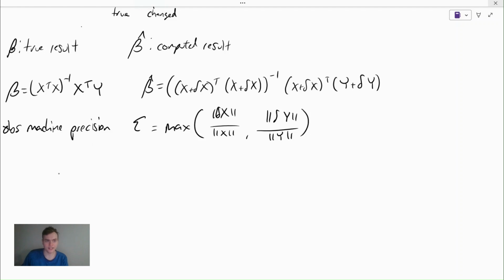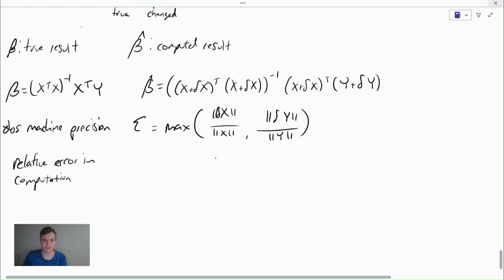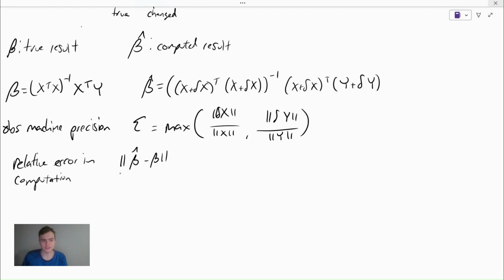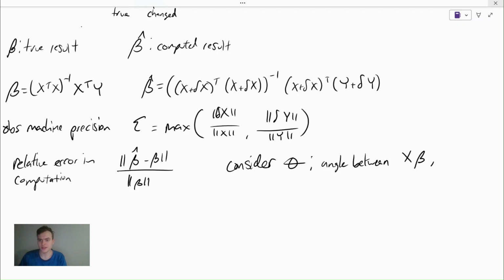So what we want to find is the relative error in computation. So this is the error in just rounding off one value at most, and we want to find a bound for the relative error in beta, so the difference between the true and computed result divided by the magnitude of the true result. And to do this, we're going to consider theta, which is the angle between x beta and y.